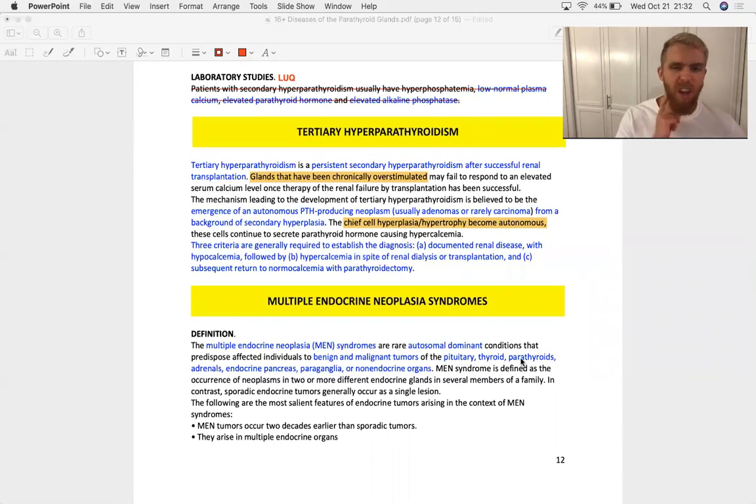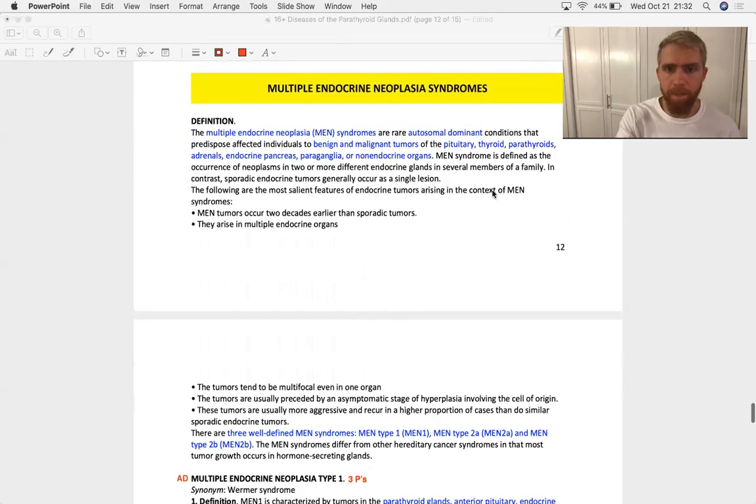So you get this autonomous nodule of chief cells, which are the functional cells of the parathyroid gland, and they continue to give you a large PTH level in the setting of functional kidneys, and so calcium will eventually go up too, but due to the setting of kidney transplantation, you're going to know this when you see it.